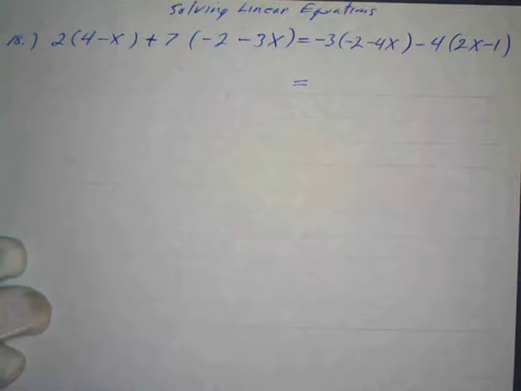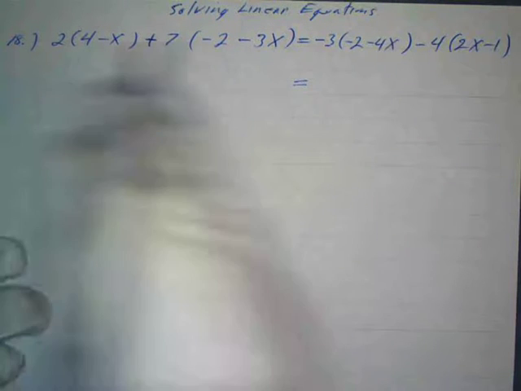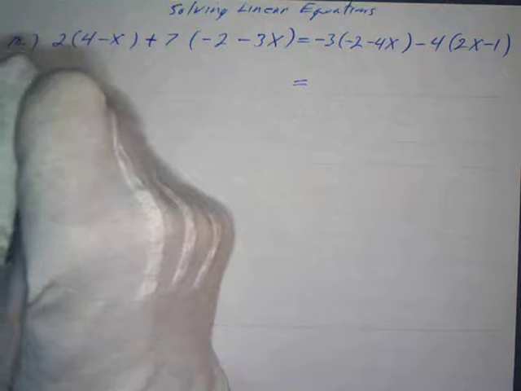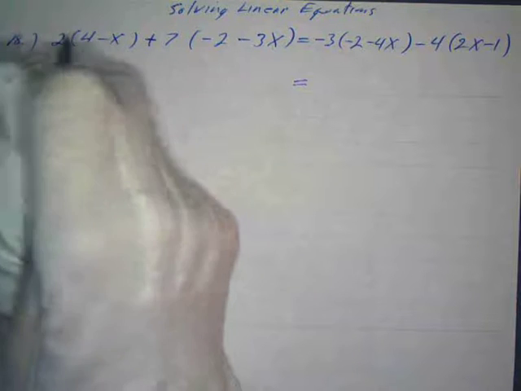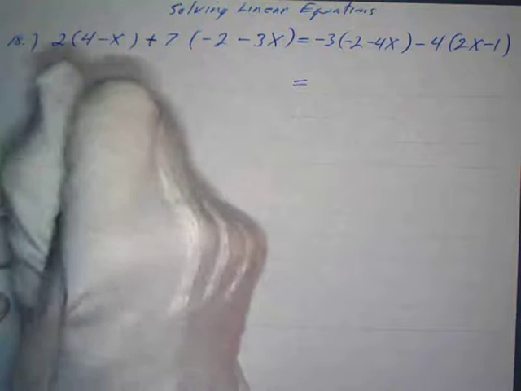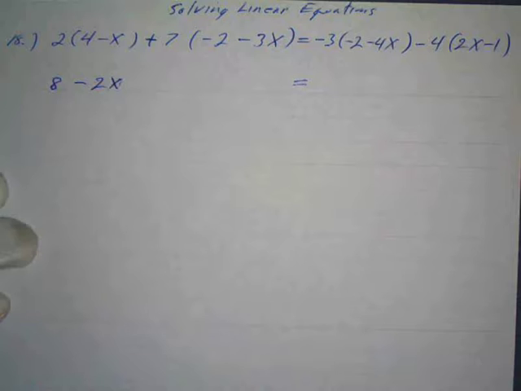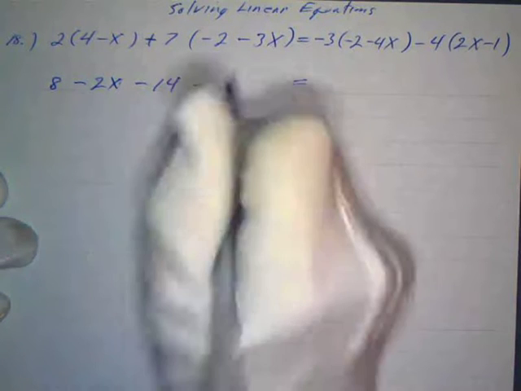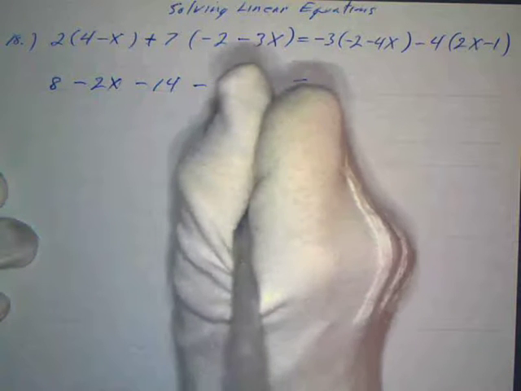And the first thing I have to do is remove my parentheses, because I've got all kinds of numerical and variable terms here. So 2 times 4 is 8. And 2 times negative x is negative 2x. And a positive times a negative is a negative. 7 times 2 is 14. And a positive times a negative is a negative, and 7 times 3 is 21.